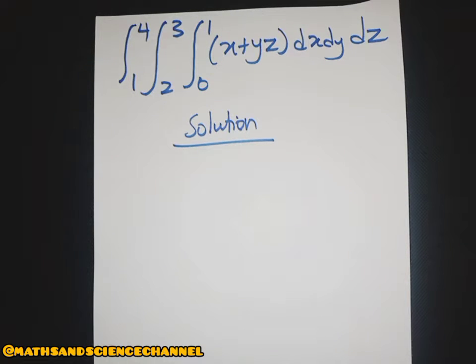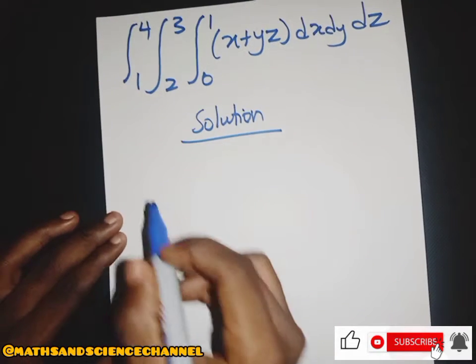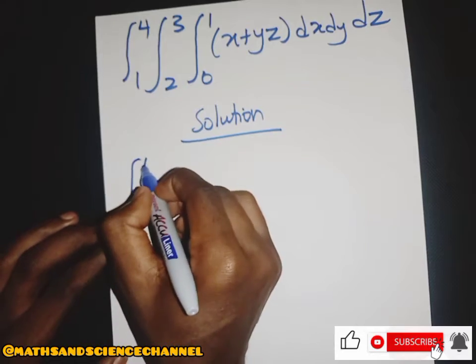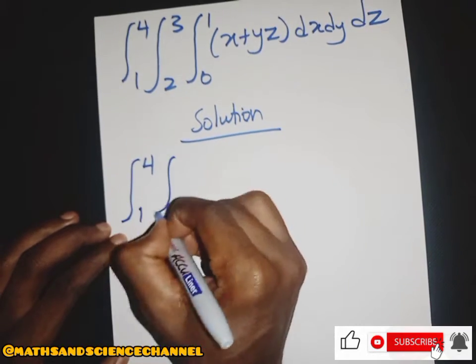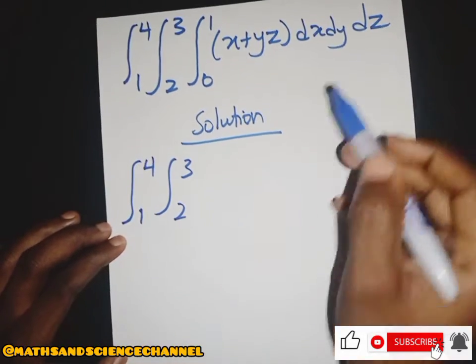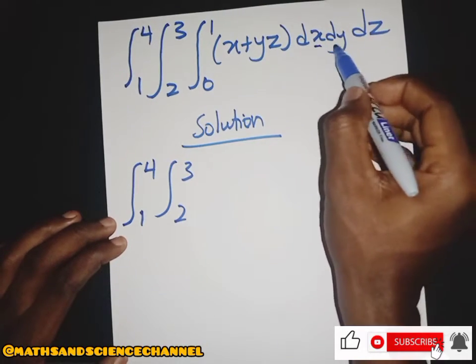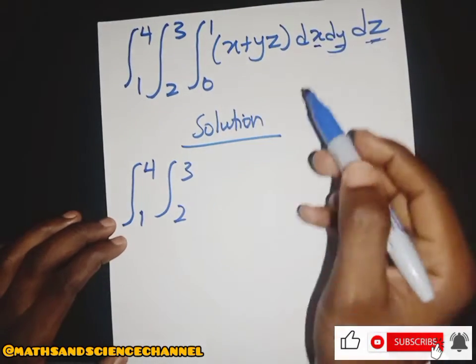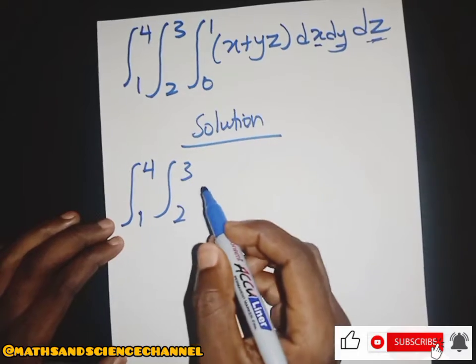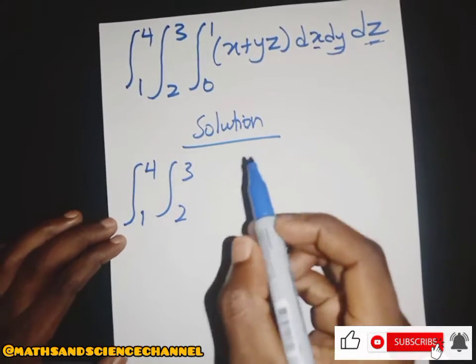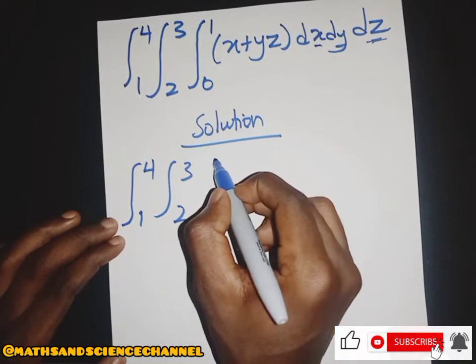Now in this session we have a triple integral over here, so let's quickly move on with the solution. So we have the integral from 1 to 4, from 2 to 3, and from 0 to 1, with respect to x, y, and z. So what we are going to do is solve each one of them one after the other.